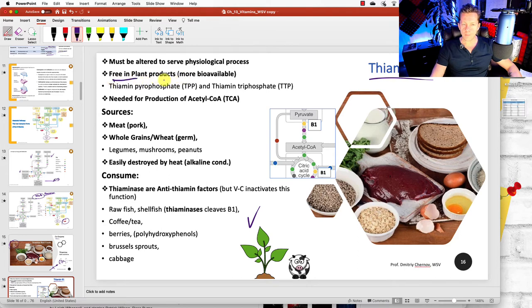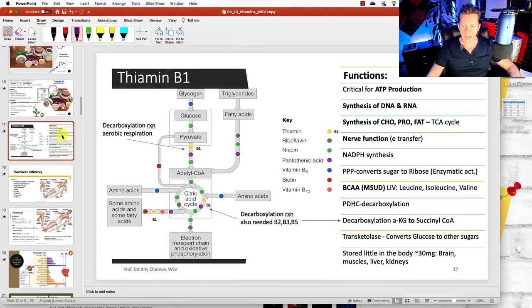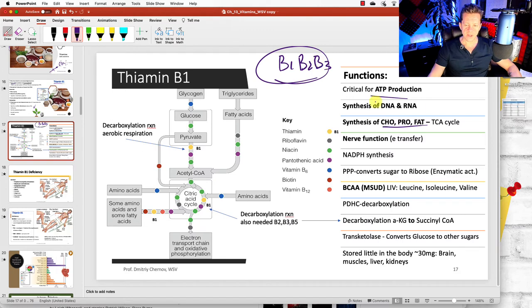They're free in plants, so they're more bioavailable from plant products, particularly thiamin. We need them for ATP production, energy yielding reactions, and synthesis of carbohydrates, proteins, and fats, as I already said. B1, B2, and B3 collectively, that's what they do, they're important for that.